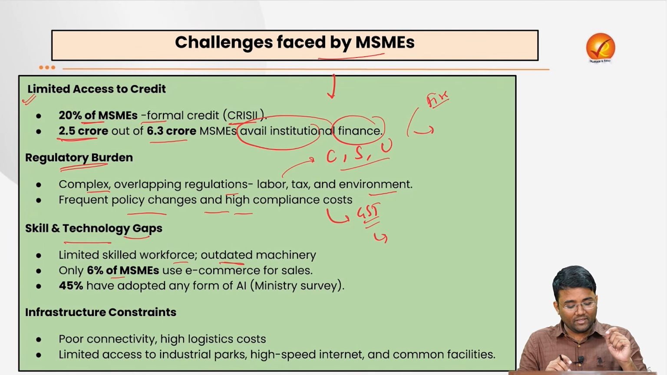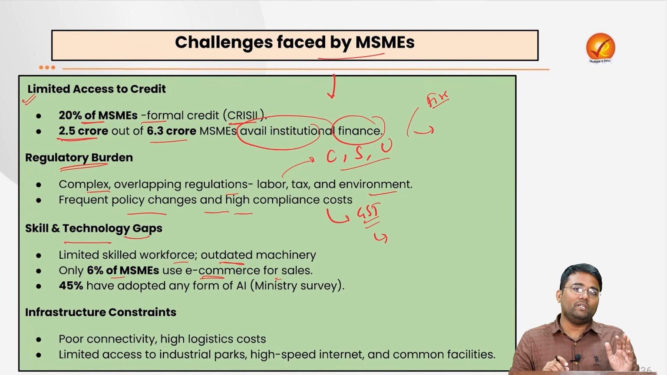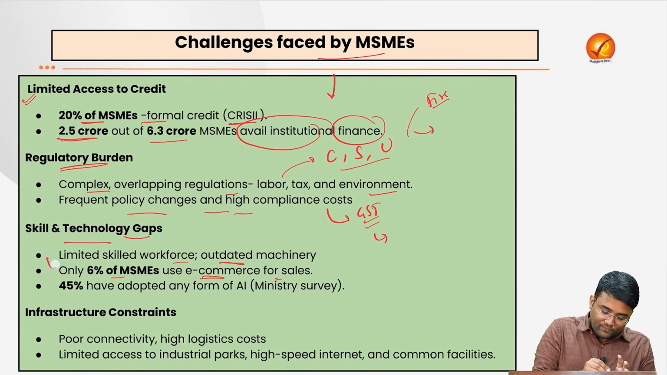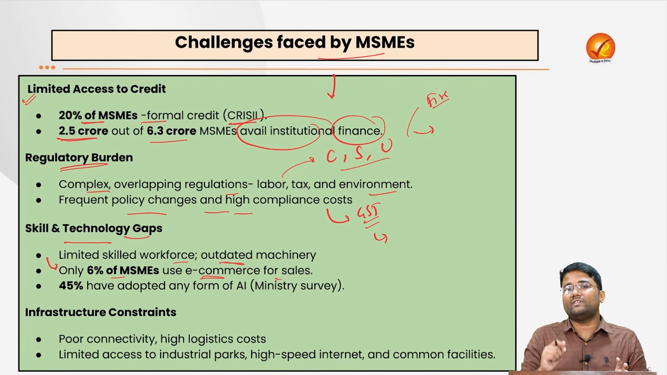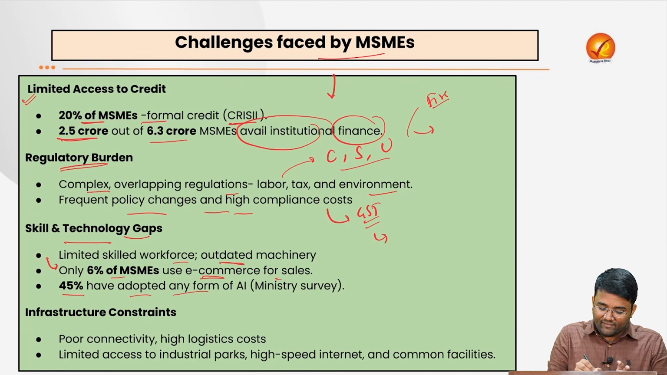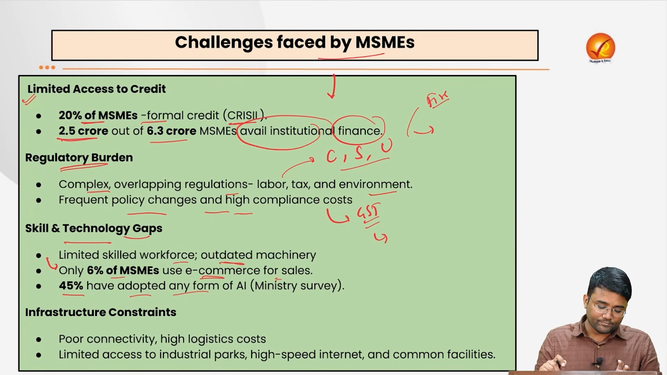Only 6% of MSMEs use e-commerce for sales. E-commerce has helped in ensuring that companies have a wider reach, but because of lack of awareness and lack of digital integration, these MSME units are not able to use it properly. Only 45% have adopted any form of AI, as per the Ministry of MSME survey.